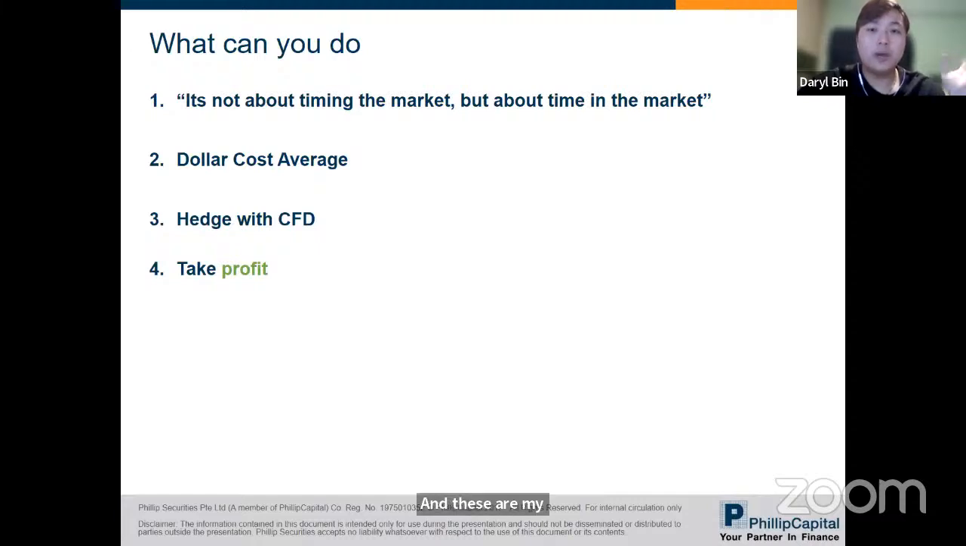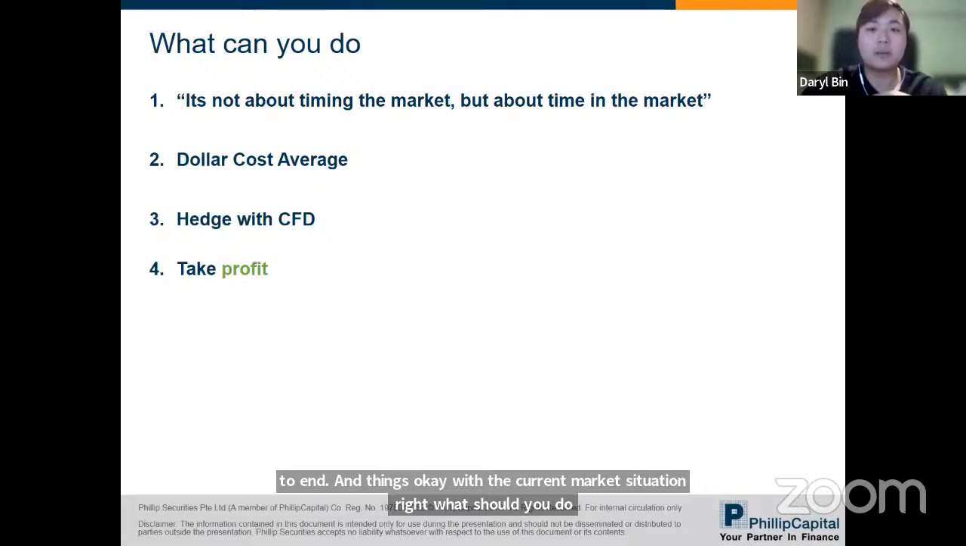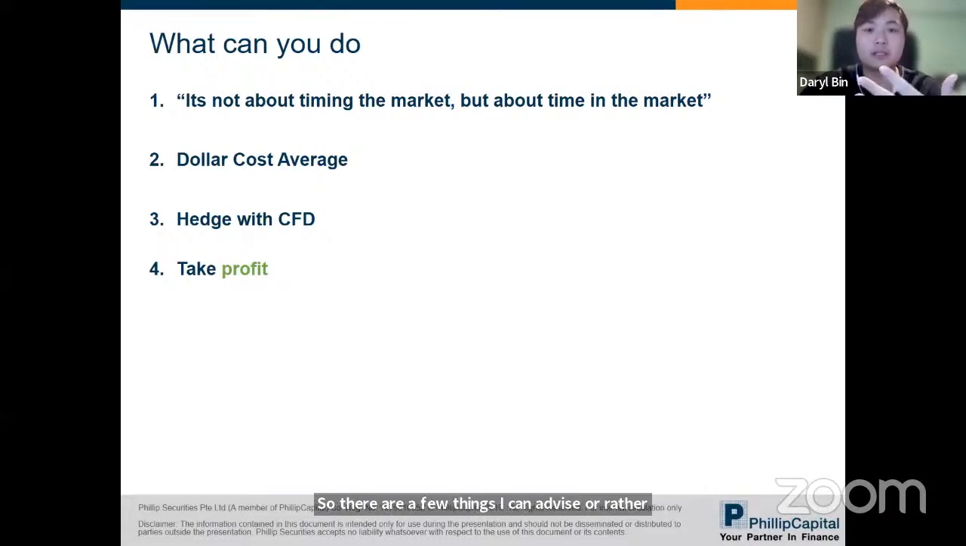So to end things, with the current market situation, what should you do? There are a few things I can advise or rather recommend you to do. The first thing is do not time the market, it's about the time in the market. I do know that a lot of us try to time the market, trying to get the best entry we could. But if we could turn back time, definitely I'd ask my parents to go all in on the stock market 20 years, 30 years ago. But again, we cannot predict the future.